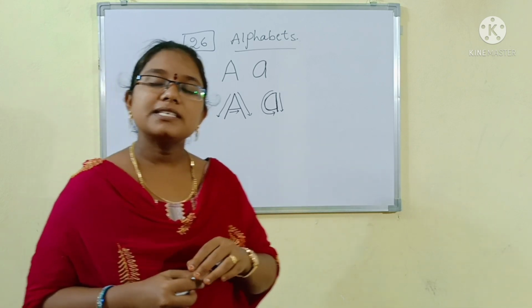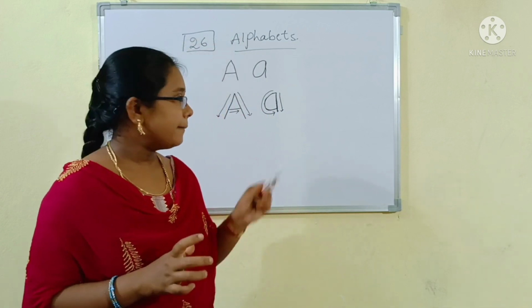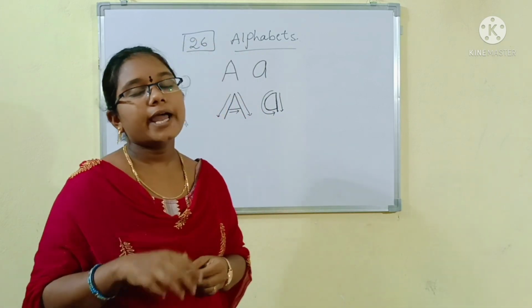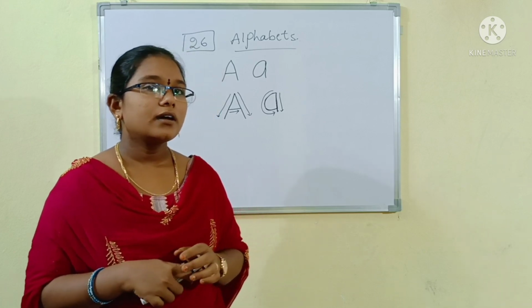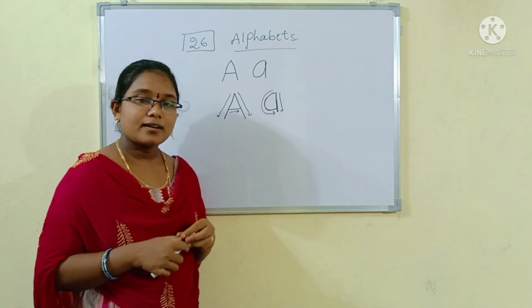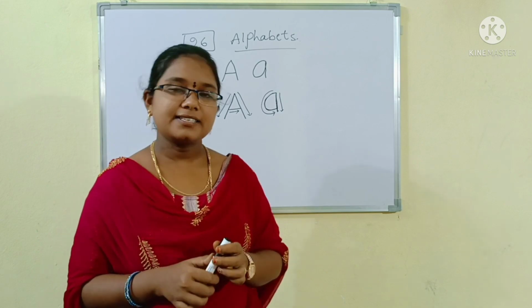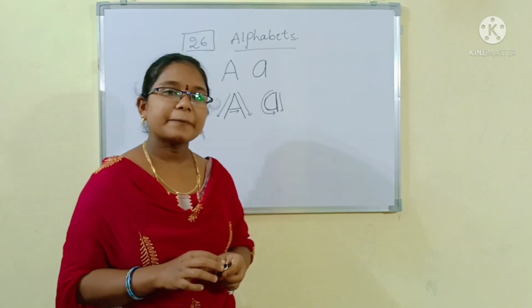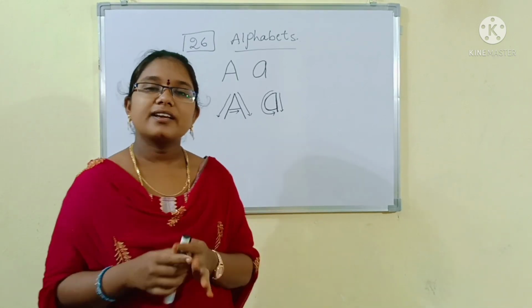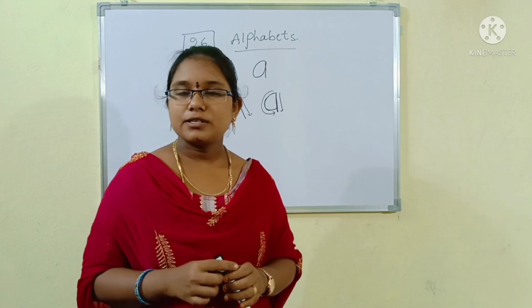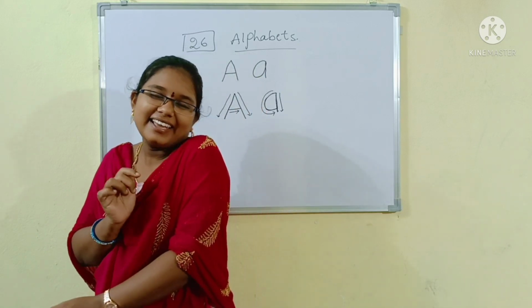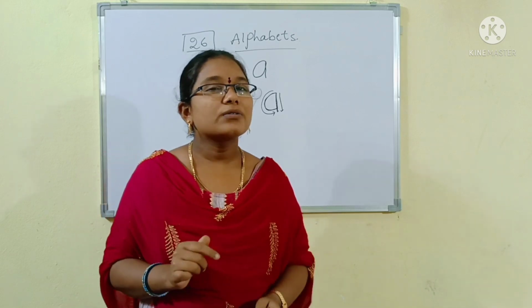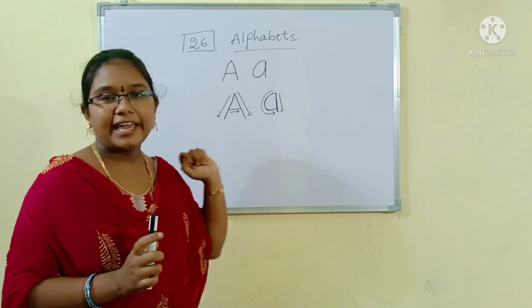To remember the sound A, we have a small rhyme, a small song. Shall we sing the song? Yes, let's sing the rhyme. Supposing an ant bites you, you make the sound A. That is the sound made by the letter A.